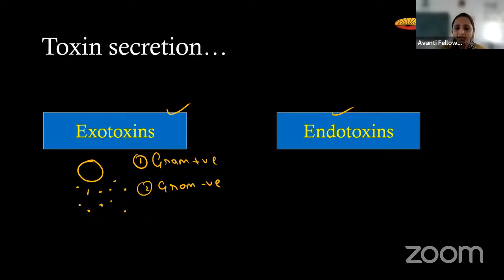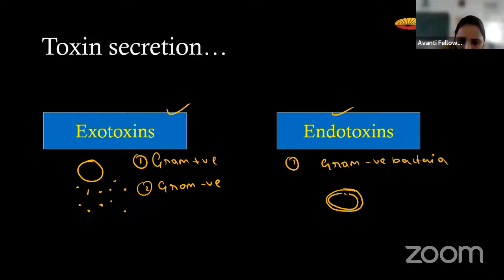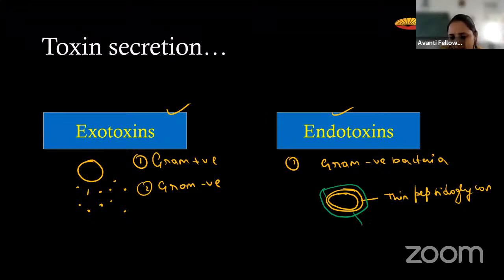Then the special thing is endotoxin. Endotoxin is released only by gram negative bacteria. Why? I will tell you. See here, whenever we talk about gram positive or gram negative bacteria, they have the peptidoglycan layer. Here it has a thin peptidoglycan layer, which is gram negative bacteria. Above that peptidoglycan layer, it has one special coat, which we call the glycopolysaccharide.